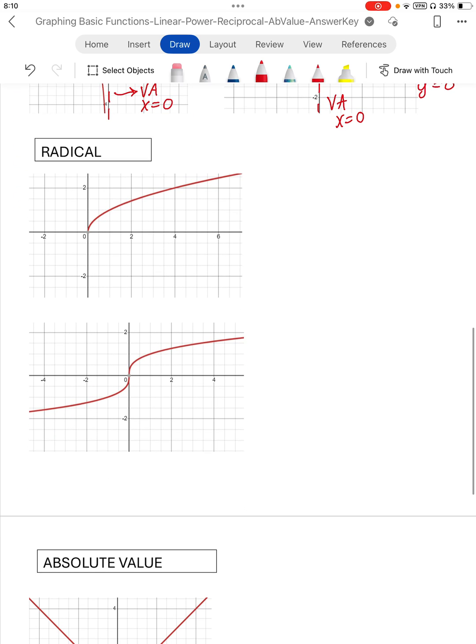All right, radical, we have two versions that we're going to see a lot. We're going to have y equals the square root of x, which will be this first one here. And you can see it's really important to notice that it stops at 0, 0. So like our domain on this one, we would have the bracket 0 to infinity. So the point 0, 0 is on the graph, but there's no points to the left of that.